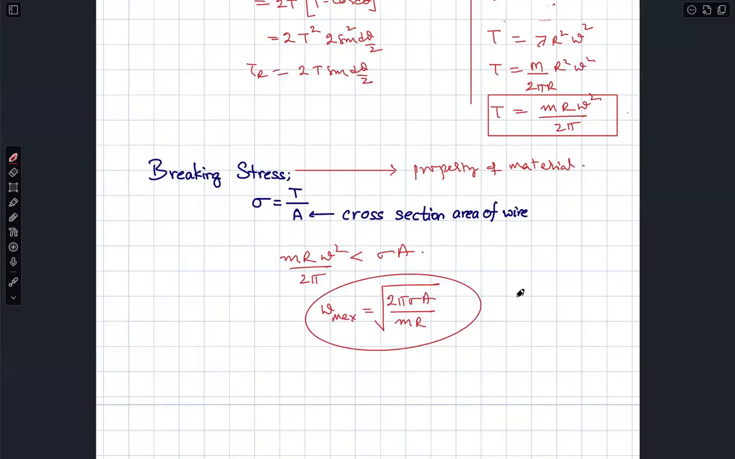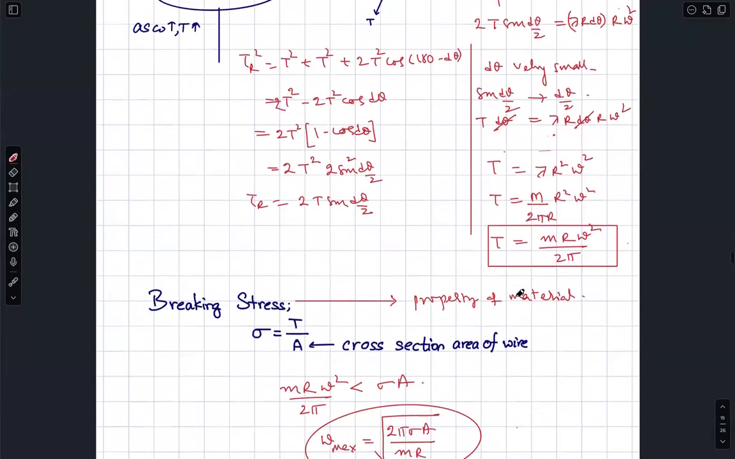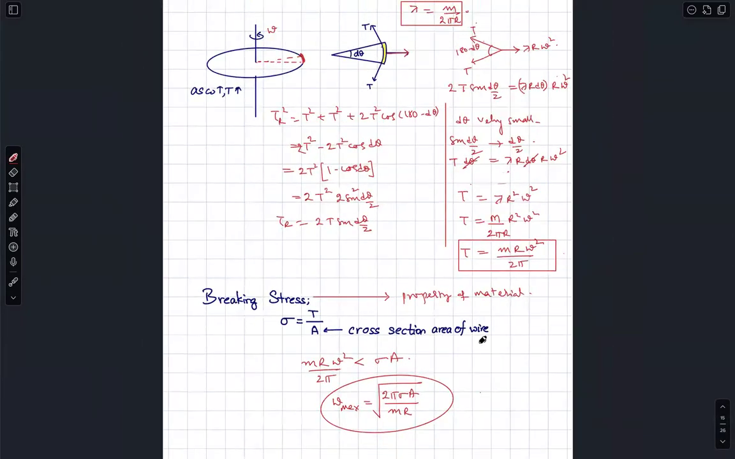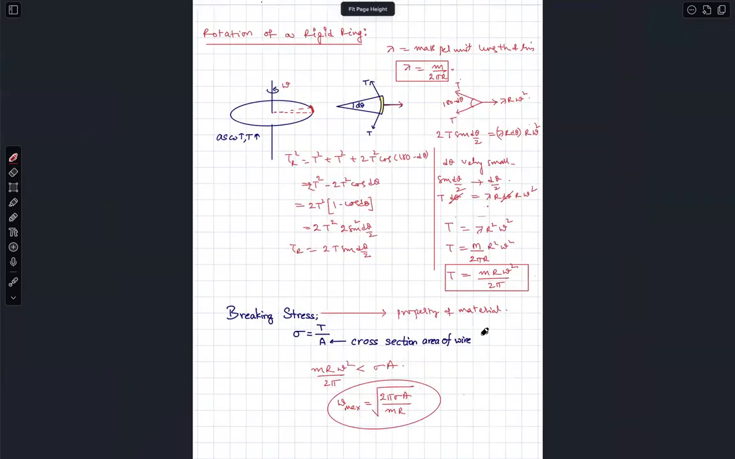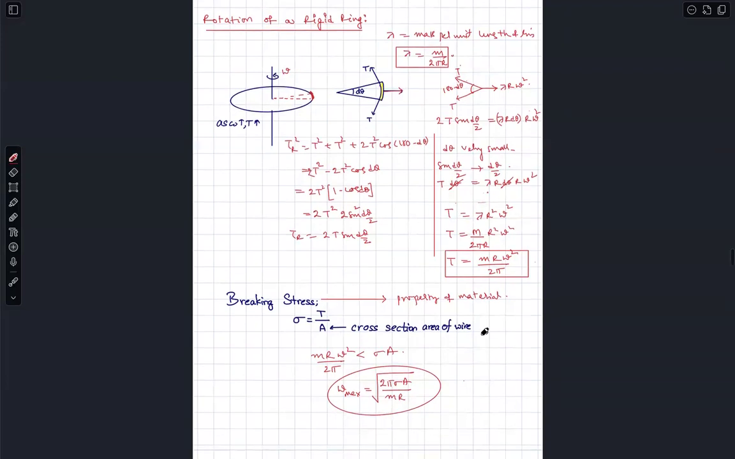Okay, it's a very, very good question. If you have any doubts on this, please ask me once. Rotation of a rigid ring concept. Almost maximum theory I have covered. Right. Okay, just Rohit, confirmation.